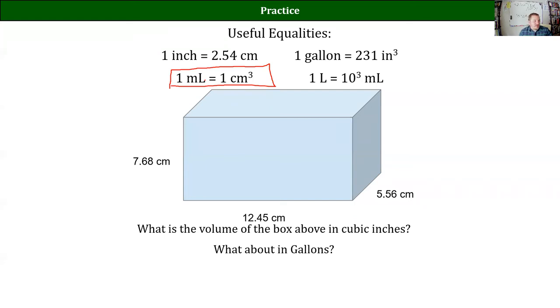Which means that's a really, really easy conversion to do in your head, right? You're going to wind up multiplying by 1 and dividing by 1, and you've switched from milliliters to cubic centimeters. In other words, anytime you see milliliters written, you can replace it with cubic centimeters. You don't even really need to show the conversion because they are literally the exact same thing.